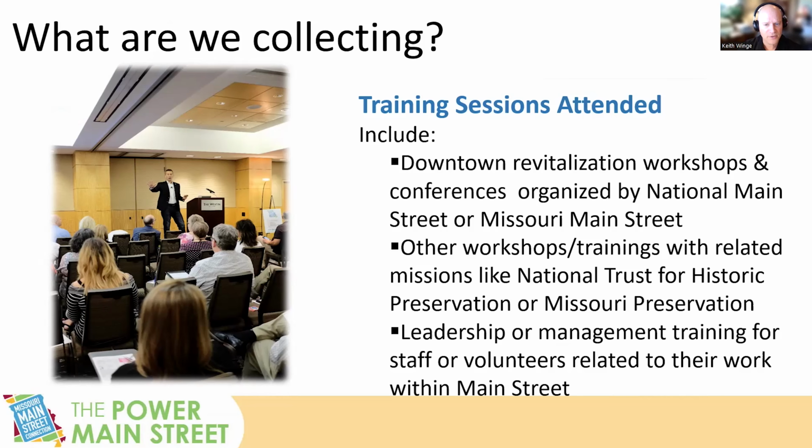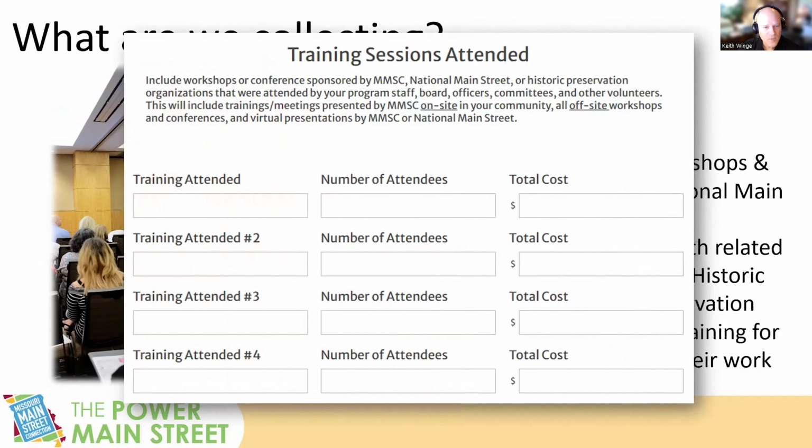We just want to know what other areas you are using as an organization to expand the knowledge and expand the talents of your organization volunteers. And this is what that looks like. I just have on the screen 1 through 4. There are actually 6 boxes, though, for you to record that information.